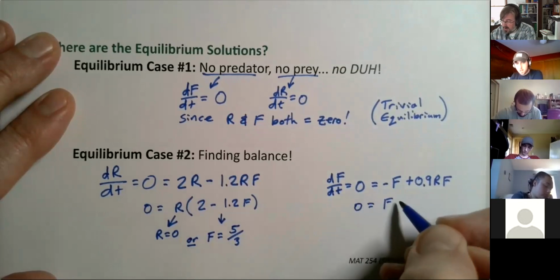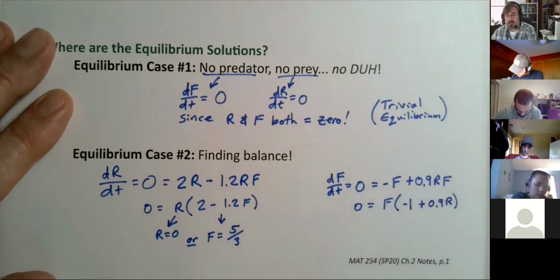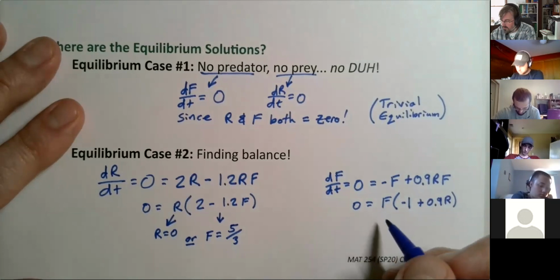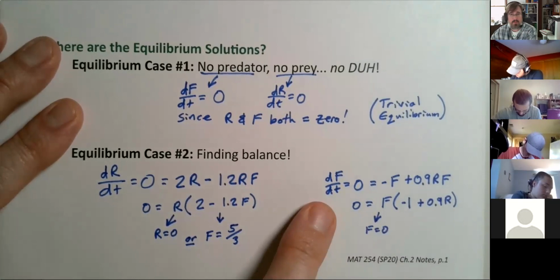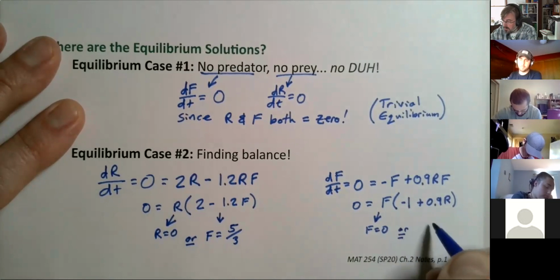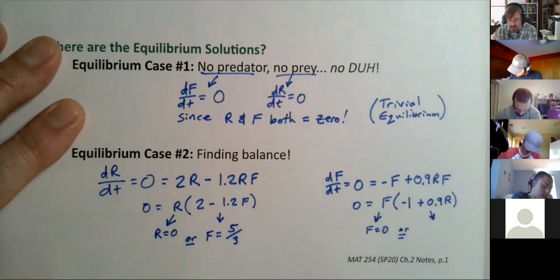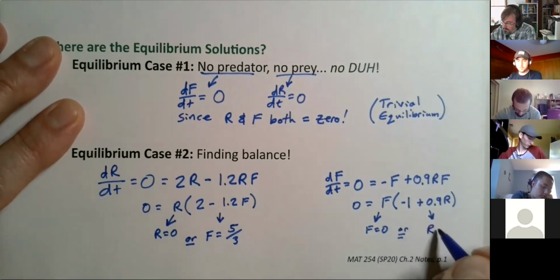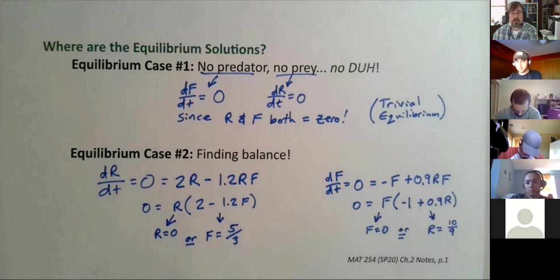Factor out an f, and you have negative 1 plus 0.9 times r, which happens two ways. One of them is not very interesting. That's f equals 0. So if there's no foxes, the fox population doesn't grow. Big surprise. The other one is what happens if the rabbit population is just right. And the just right in this case is the rabbit population is equal to 10/9. Again, I'm not doing decimal equivalents. I'm giving you the exact answer. That is the exact value.